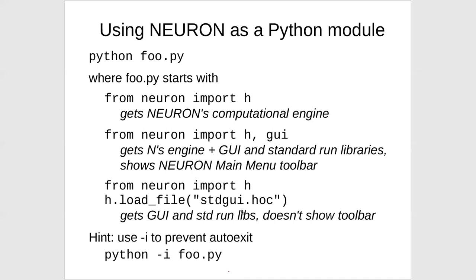Okay, so these are the practical issues about how you start NEURON from the command line. And by the way, if you have a program that completes, Python will automatically exit, unless maybe you use this -i. So if you want to keep a NEURON window open, NEURON interpreter still running, python -i foo.py will keep Python from automatically exiting on you.